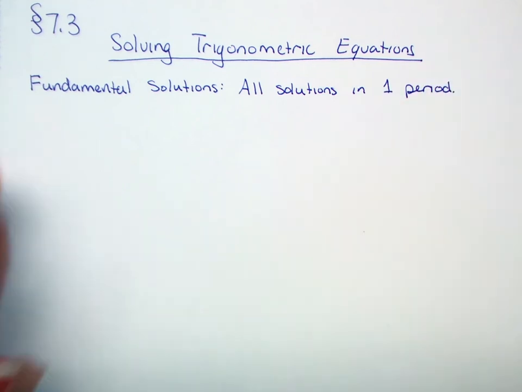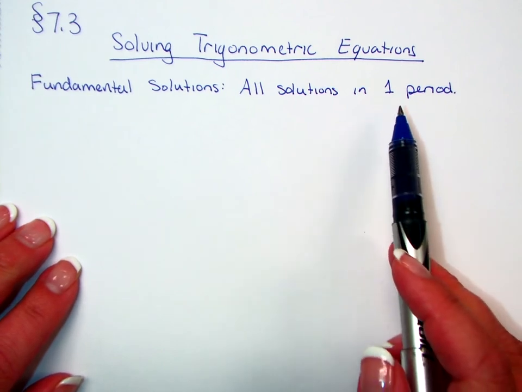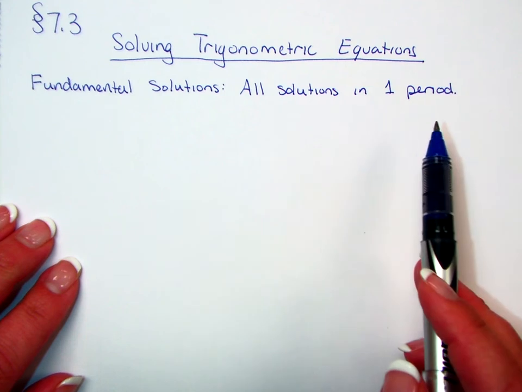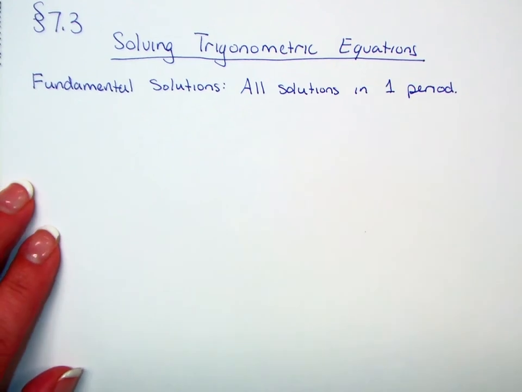So remember the period of sine and cosine is 0 to 2 pi. The period for tangent is 0 to pi only. And if we have an omega value, which changes the length of the fundamental period, we're going to find all the fundamental solutions in the period of the equation, right?